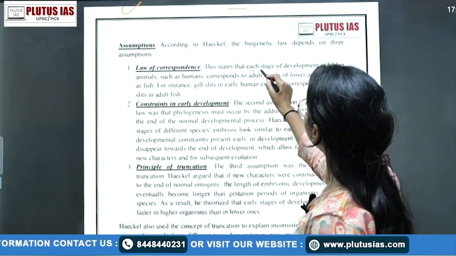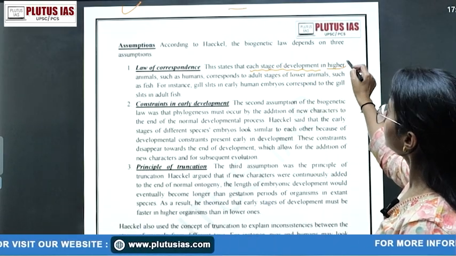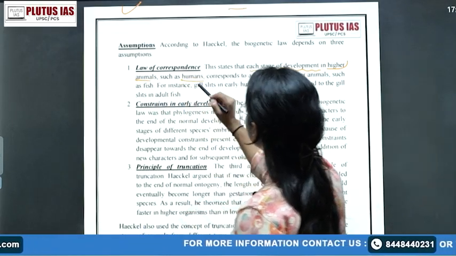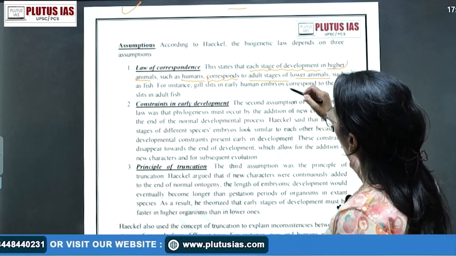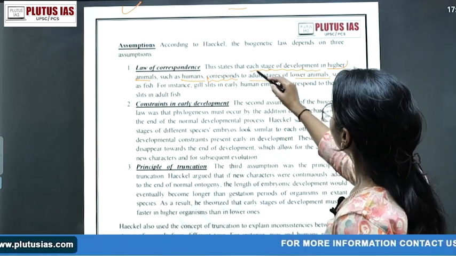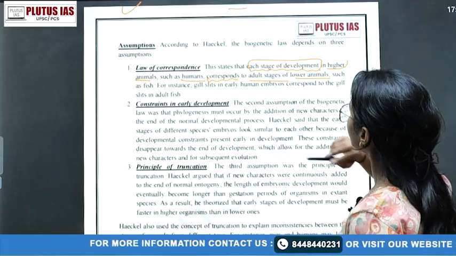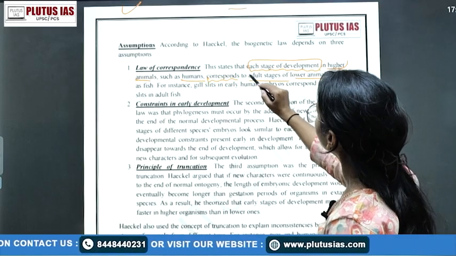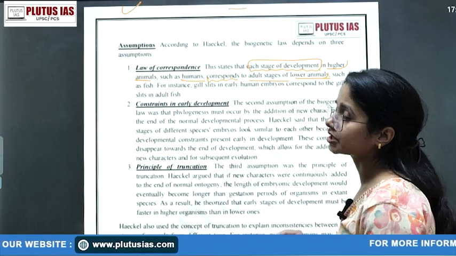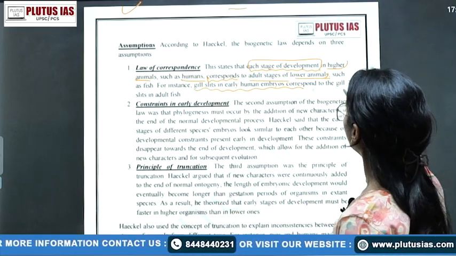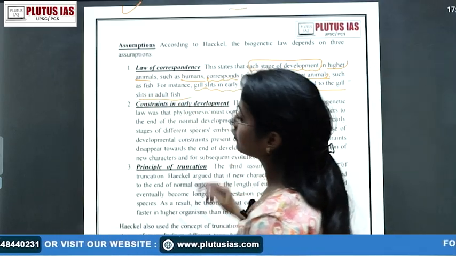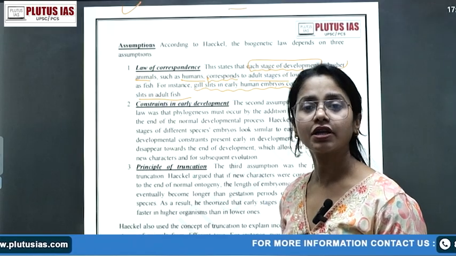that each stage of the development in the higher animals such as humans corresponds to the adult stage of the lower animal. We already have talked about that the stages of the development, that is embryonic development, resemble the adult stage of the lower animal, such as gill slits. For instance, gill slits in the early human correspond to the gill slits in the adult fish. That is simple, the law of correspondence.